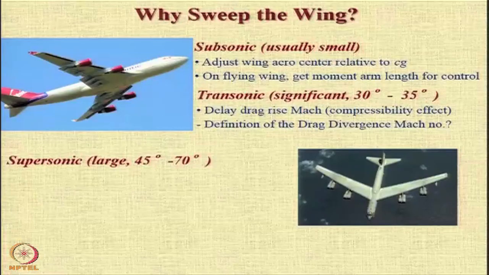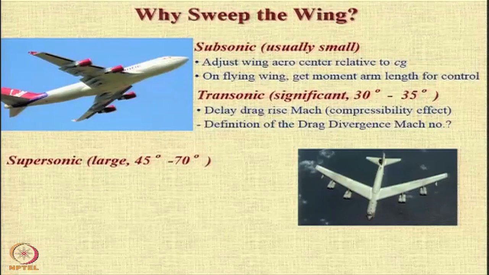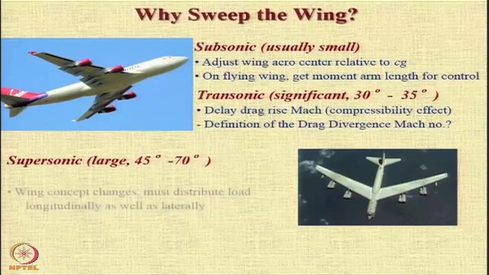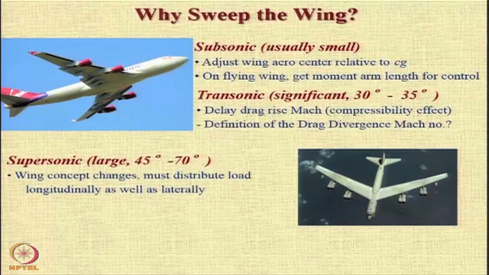So by sweeping the wing, you are going to delay the drag divergence Mach number, due to which the aircraft can fly faster without entering this domain where the drag increases very large. In the case of supersonic aircraft, we go for very large sweep, 45 to 70 degrees, or even a delta wing configuration. So here, because in supersonic flow, there is a large movement of the center of pressure.